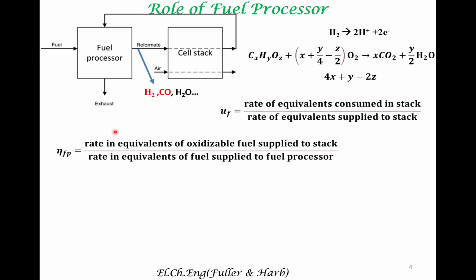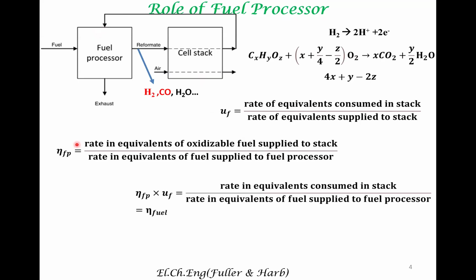So you can have another efficiency, that is the rate of equivalence of oxidizable fuel supplied to the stack, that is this stream, divided by the rate of fuel supplied to the fuel stream, that corresponds to the equivalence present here. There is a reforming reaction that occurs here, so it may become fuel rich, as this stream might be more rich in fuel compared to this stream. And this stream might also have components coming from this stream.